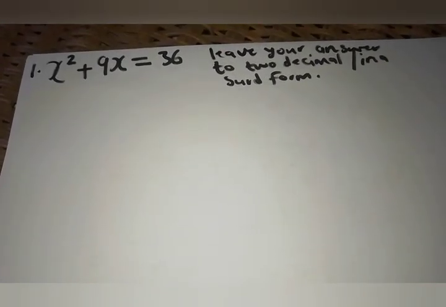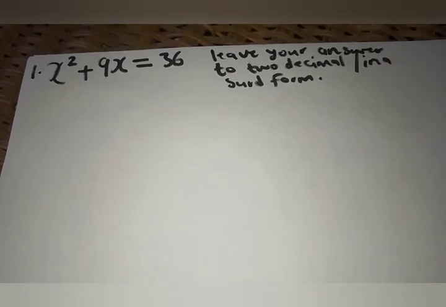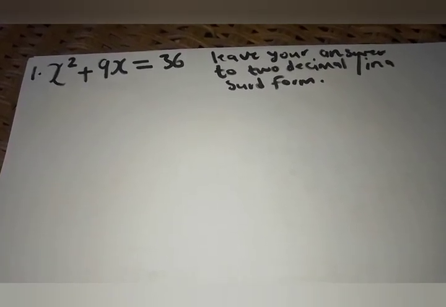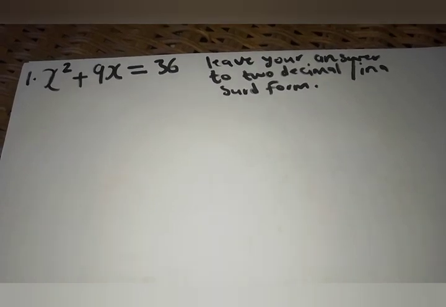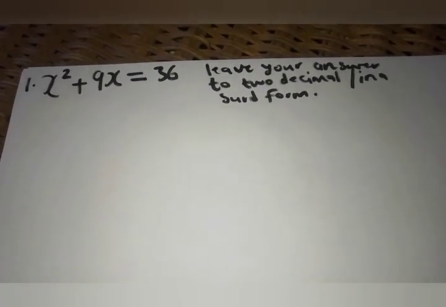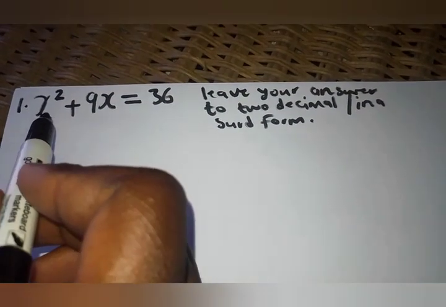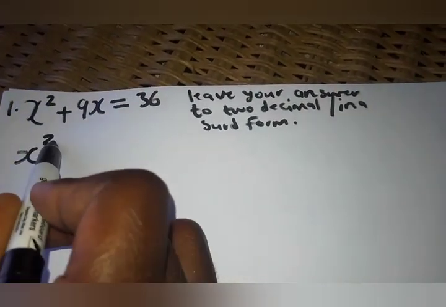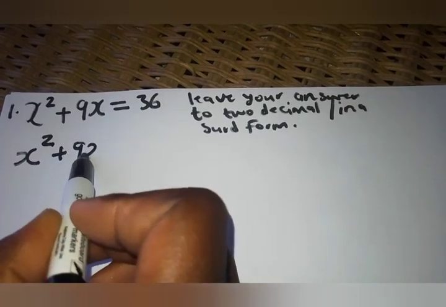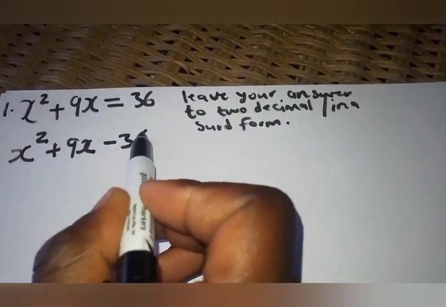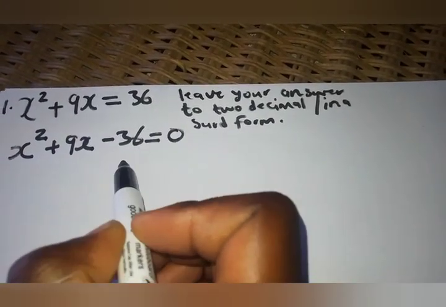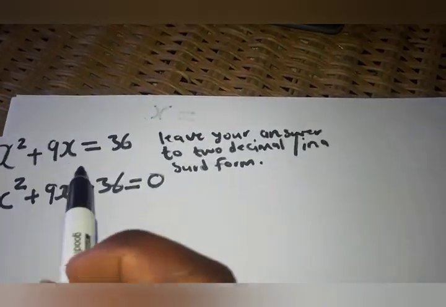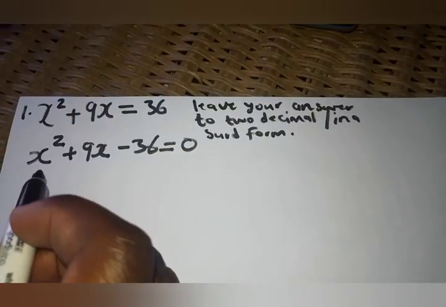So here's our first example. We have x squared plus 9x equal to 36. So they say leave your answer to two decimal places or in a surd form. So when they say that they want you to use the quadratic formula, bear in mind, our equation is not in a standard form, so you need to make it to be in a standard form before you can substitute. So x squared plus 9x, now we transpose 36 becomes negative. Okay, so what do we need to do now? Everything's in a standard form.